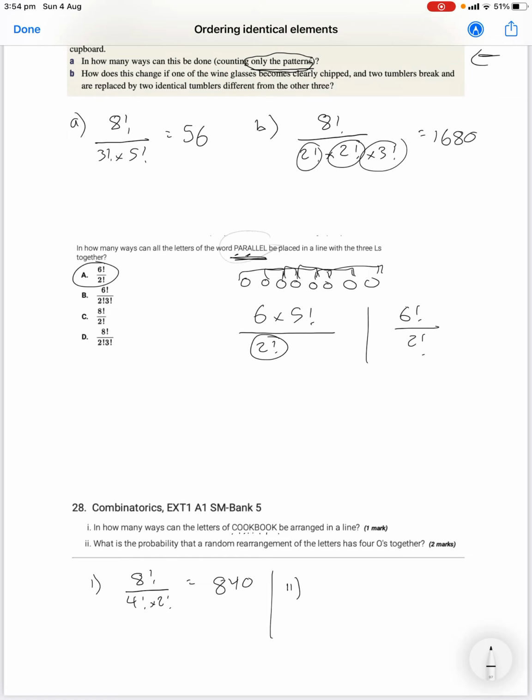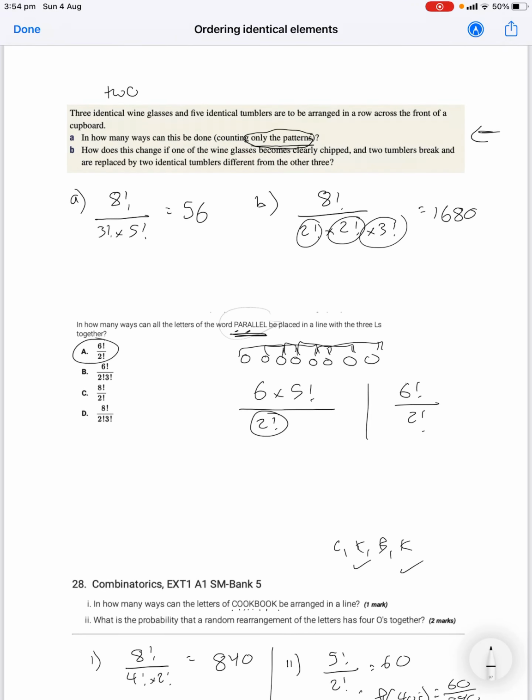What is the probability that the random arrangement has the 4 O's together? Like we did before, let's include all the 4 O's as one item, as one letter. That leaves us with a C, a K, a B, and a K. So that's a total of 5 items, so 5 factorial over 2 factorial, because we have 2 K's. We need to account for the fact that there are 2 of those K's there. That gives us 60. Therefore, the probability for the O's is going to be 60 over 840, which is 1 over 14. And so there you go. That's just looking at arranging identical things together in a row or a line.